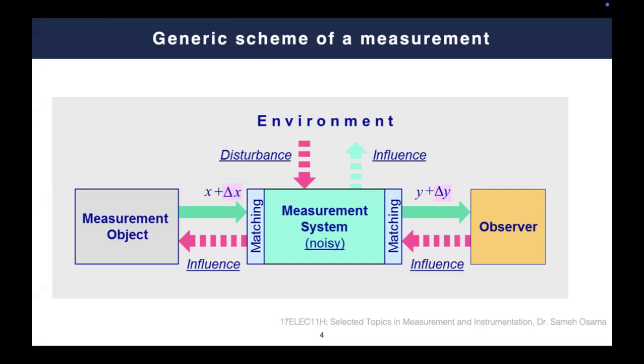Herein, if there is another device in the same environment, this device will be impacted by the electromagnetic waves produced from your device. So it's a bi-directional process. The environment can impact your measurement system, and your measurement system might impact the environment. As you can see here, these are two directional errors.